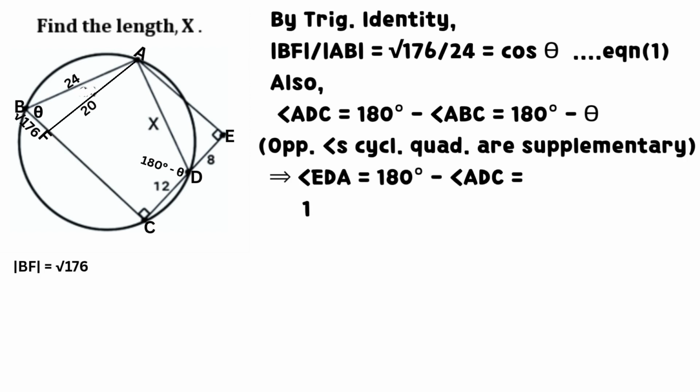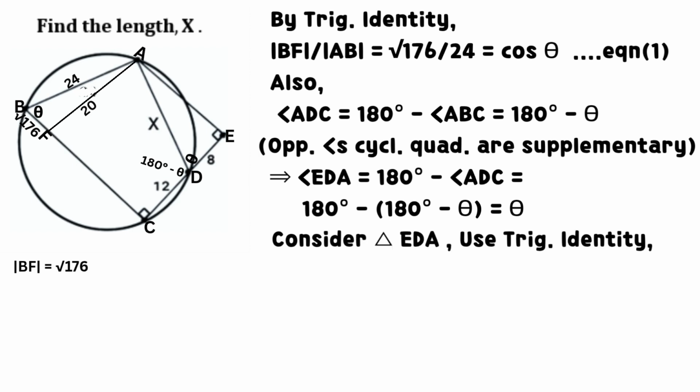Also, angle ADC equals 180 degrees minus angle ABC, which equals 180 degrees minus theta. This is because opposite angles of a cyclic quadrilateral are supplementary. It follows that angle EDA equals 180 degrees minus angle ADC, which equals theta.